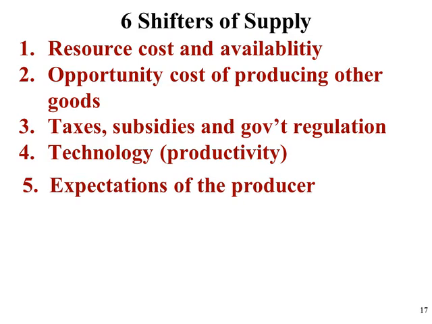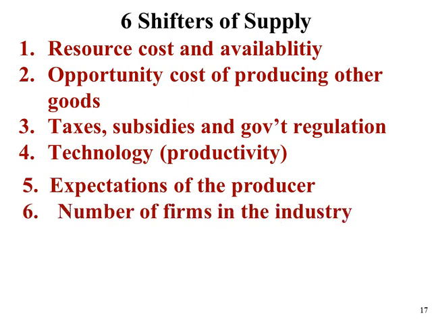Expectations of the producer. This is what they think is going to happen in the future. If they anticipate a high demand in the future, they can increase supply now to meet that anticipated high demand in the future. And finally, number of firms in the industry, and we did an example of that. More firms means more supply. It shifts the supply curve to the right.